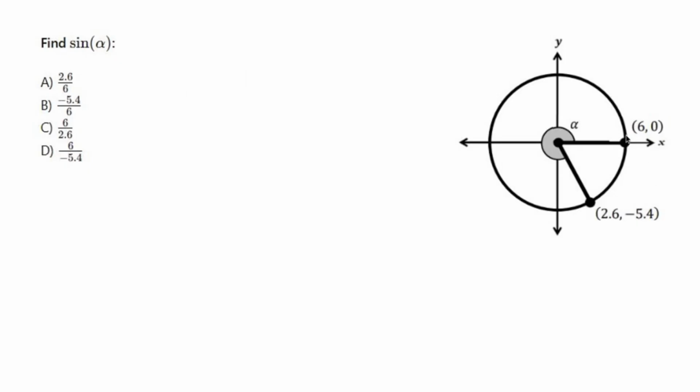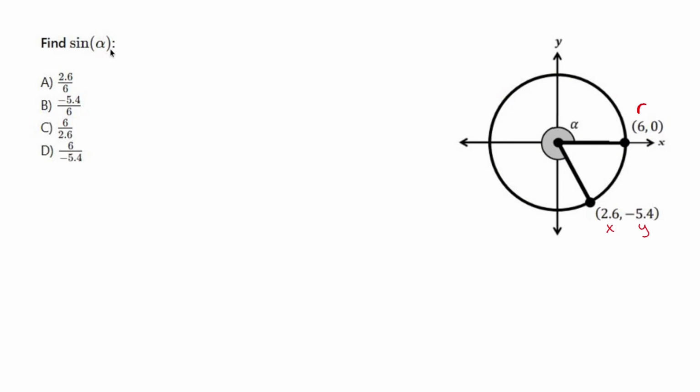We are given a circle here with some pieces of information. Those pieces of information are that the circle, when flattened out, goes all the way out to 6, which means I have a radius of 6 here. I have this angle A that's spun around, and after it is spun around, I land on a coordinate with an x value of 2.6 and a y value of negative 5.4.